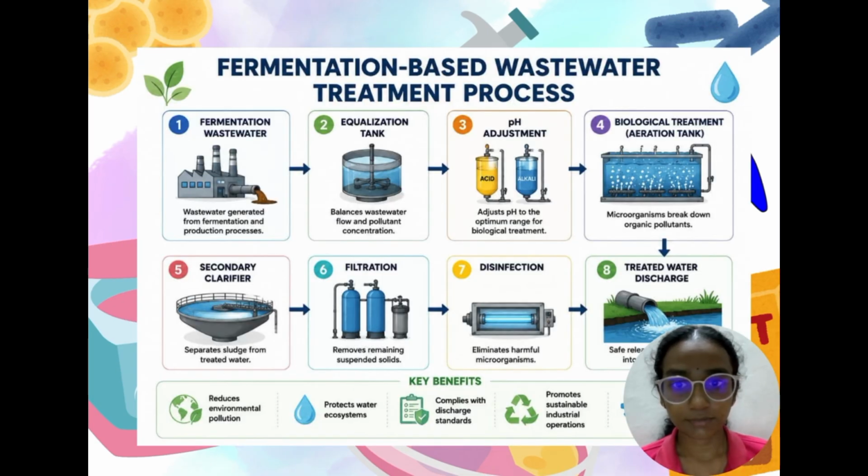Okay, this is the flowchart of the fermentation-based wastewater treatment process. Firstly, wastewater generated from the fermentation and production process. Secondly, the equalization tank. Balance the wastewater flow and pollutant concentration. Thirdly, the pH adjustment. Adjust pH to the optimum range for the biological treatment. The fourth one is the biological treatment, which works in the aeration tank. Microorganisms break down organic pollutants.